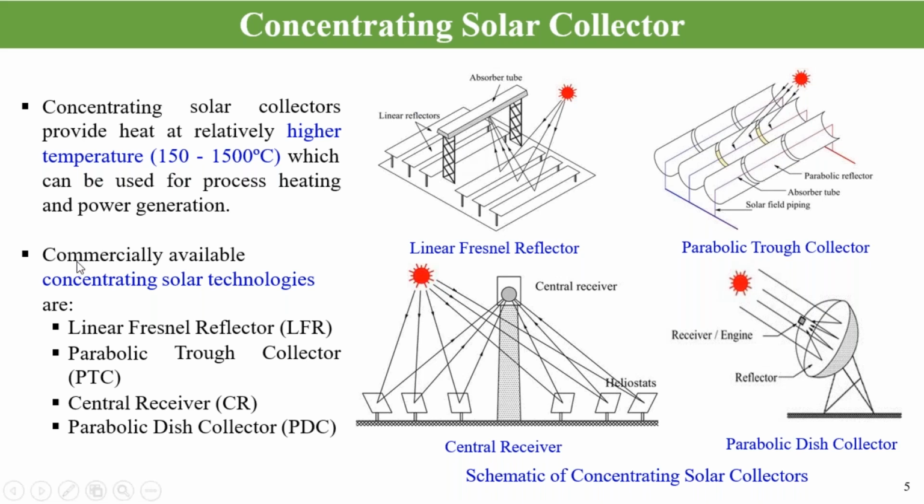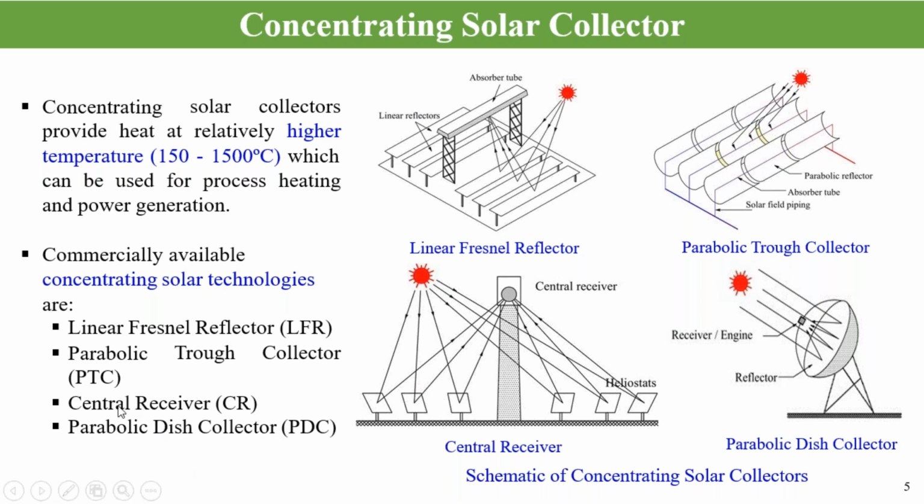Now again we have the commercially available technology, linear Fresnel, that I have discussed. Then we have the parabolic trough collector. As we all know, in the case of a parabola, what happens? When the sun rays fall on this parabola, it will focus on a line or on a point. This is the characteristic of a parabola.